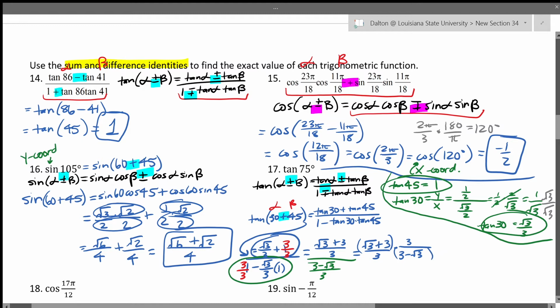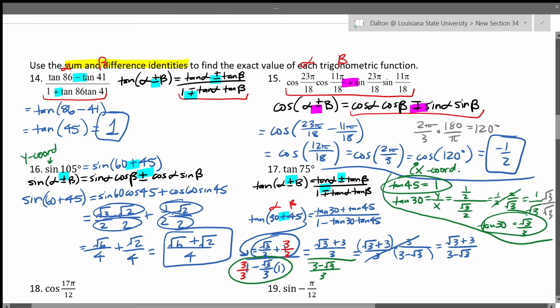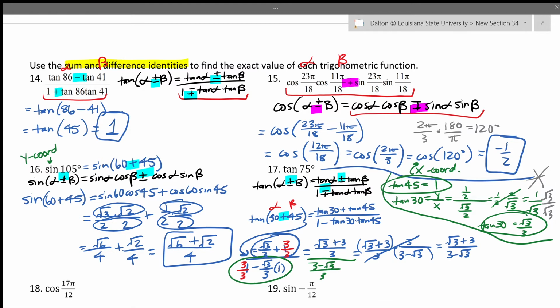And then we know that multiplying fractions straight across, if I have 3 divided by 3, those cancel, leaving me now with the square root of 3 plus 3 over 3 minus the square root of 3. Now, we still cannot have radicals in the denominator, okay? Typically when that happens, like if you look over here where we did the tangent of 30, you multiply by the radical over itself and you're done. But the problem with this one is that there is a binomial in the denominator, not a monomial.